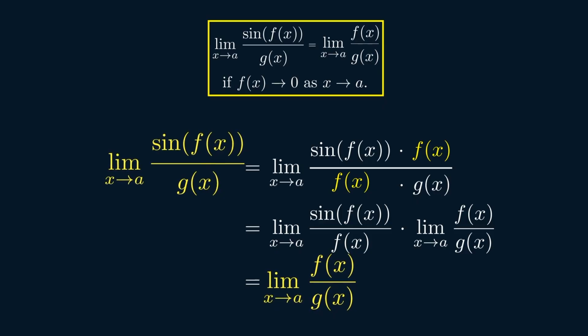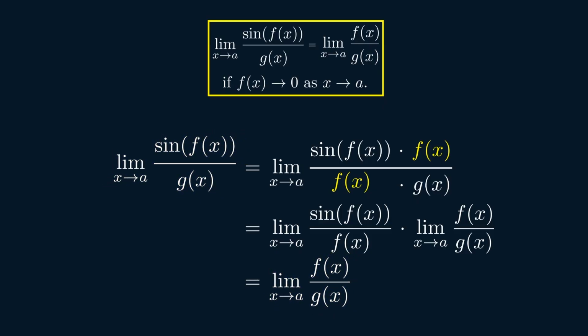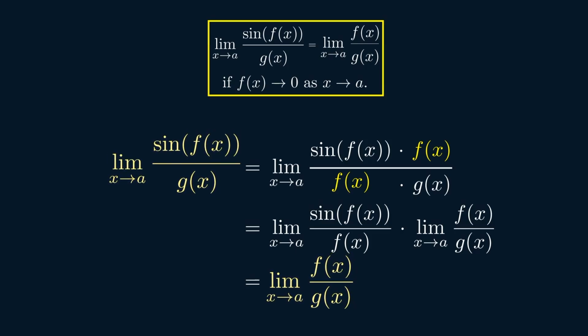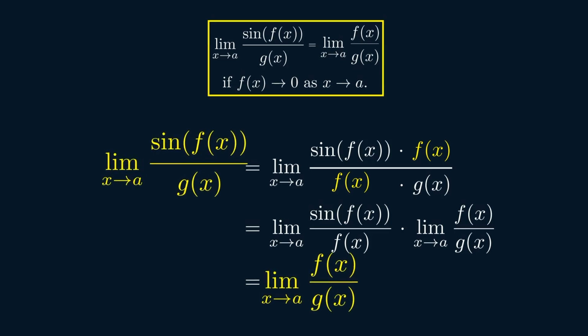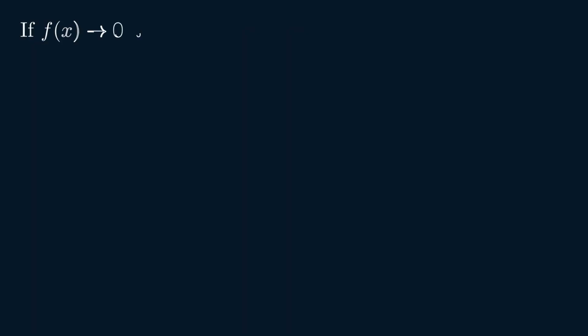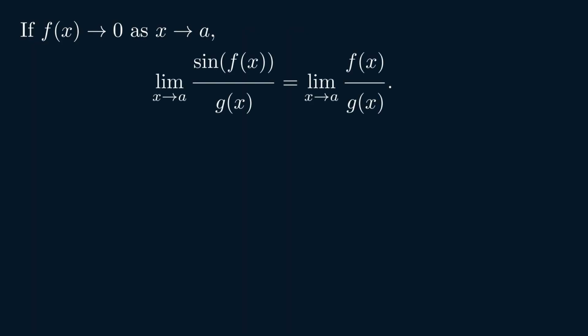This shows that if f of x approaches 0 as x approaches a, the two limits will exhibit the same behavior. They either both exist and are equal, or neither one exists. Also, if one is infinity or negative infinity, so is the other. Using the reciprocal law of limits, we can also interchange the numerator and denominator in each limit.